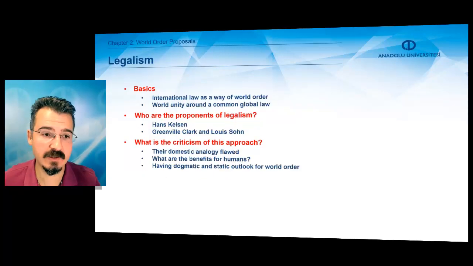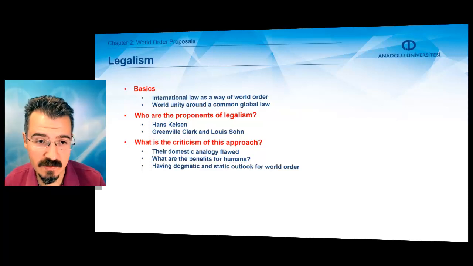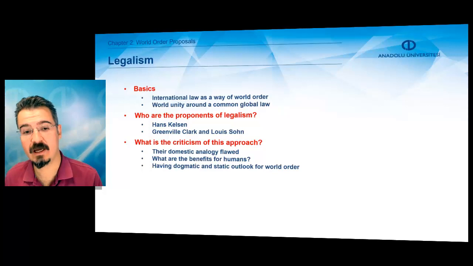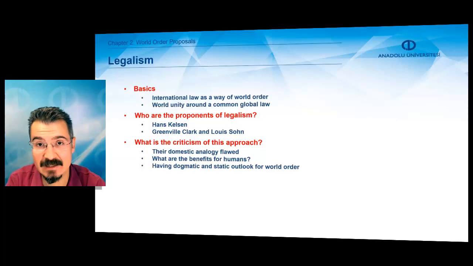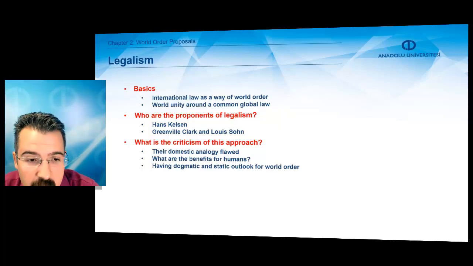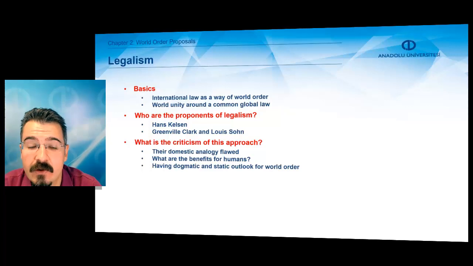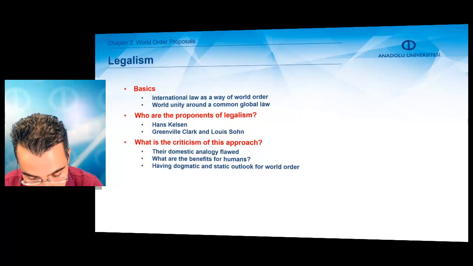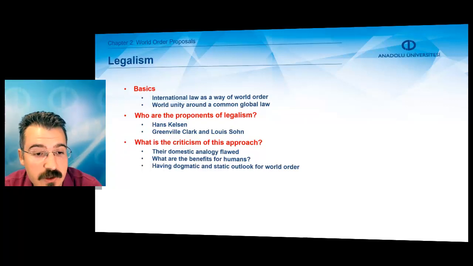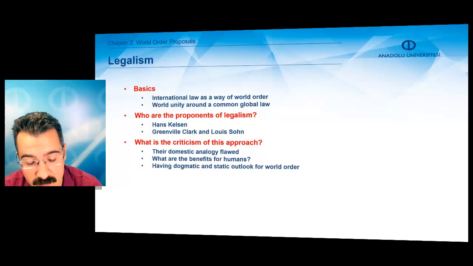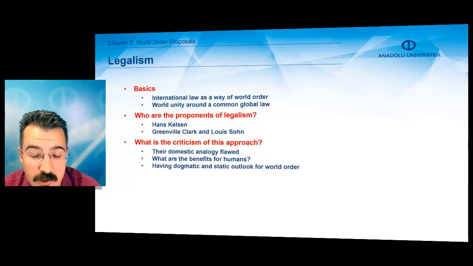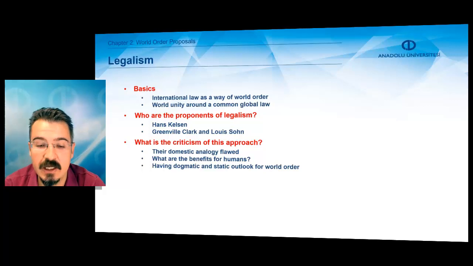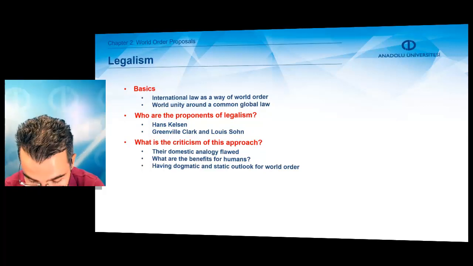The second proposal is legalism. Legalism considers that international law can be an exclusive means to create a world order. They emphasize the importance of international law, and they argue that world unity can be established around a common global law. Who are the proponents of legalism? Hans Kelsen is an important supporter of this approach. His book Peace Through Law is important, and he argues in this book that a durable peace can be achieved within the framework of international law.